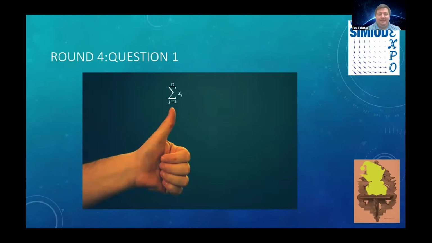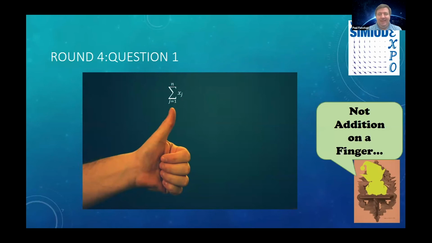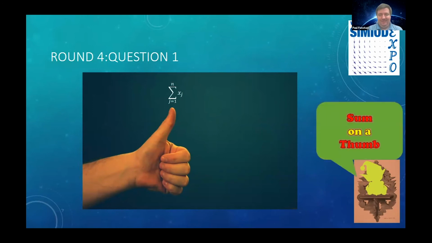Question 1. Most people are getting it. It's not addition on a finger. I think Kate was the first person to chime in. It is sum on a thumb. Well done. Got that one quickly. Okay, let's try another one.